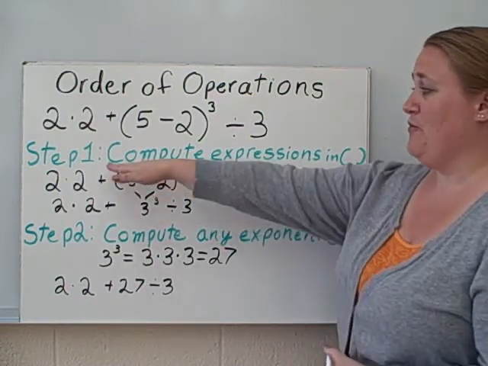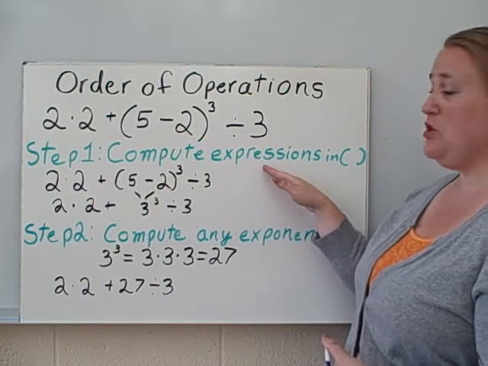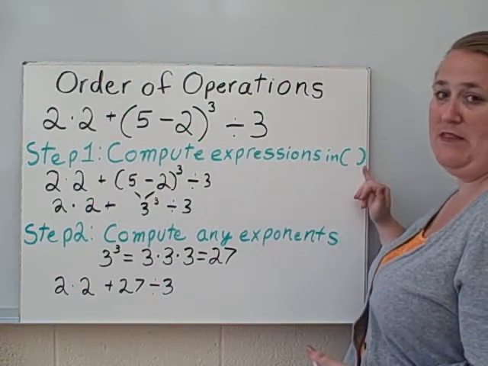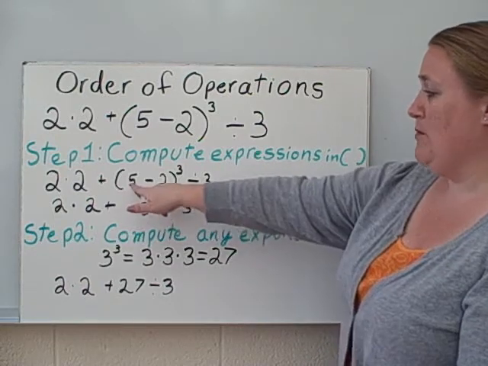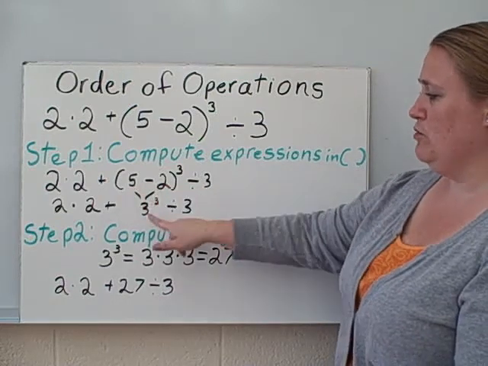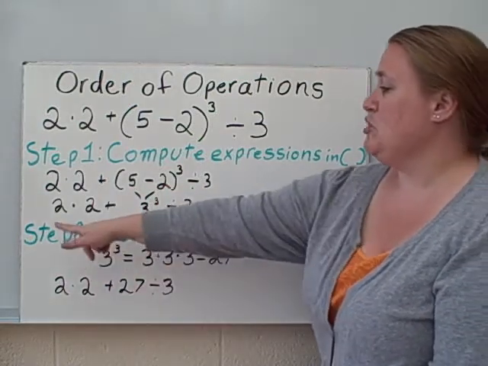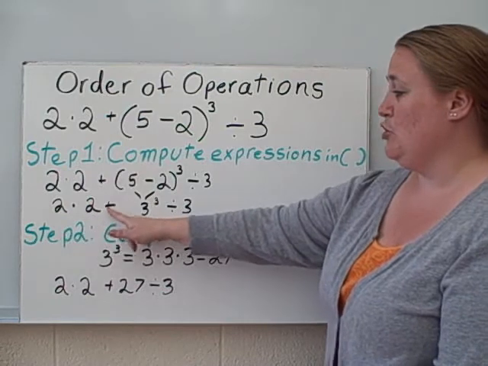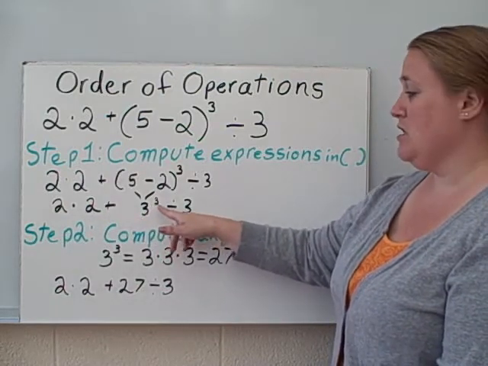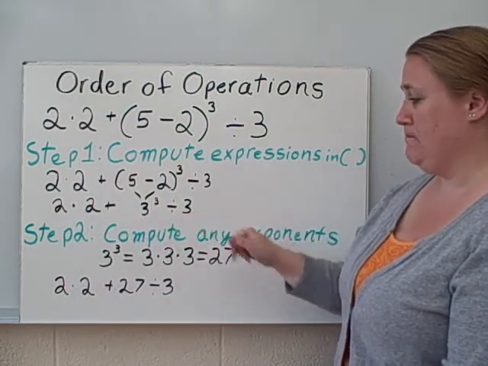Remember, the first step is always to compute expressions in parentheses. So in my parentheses is 5 minus 2, which gives me 3. So now I have 2 times 2 plus 3 to the third power divided by 3.